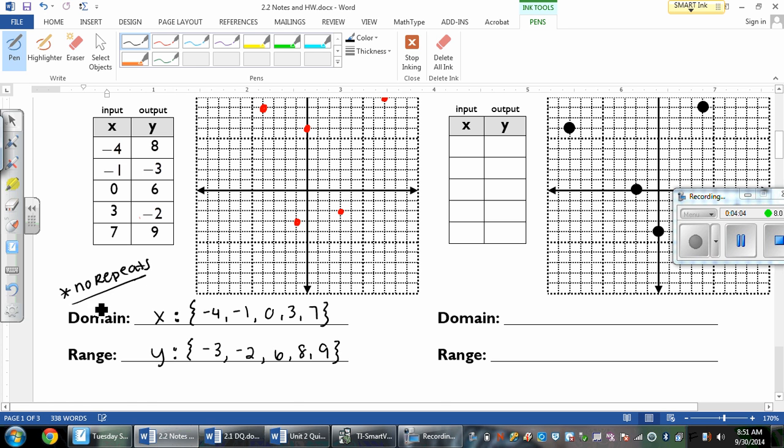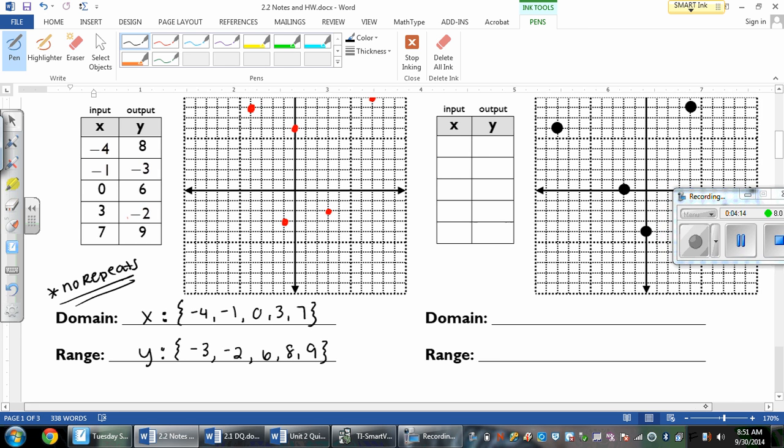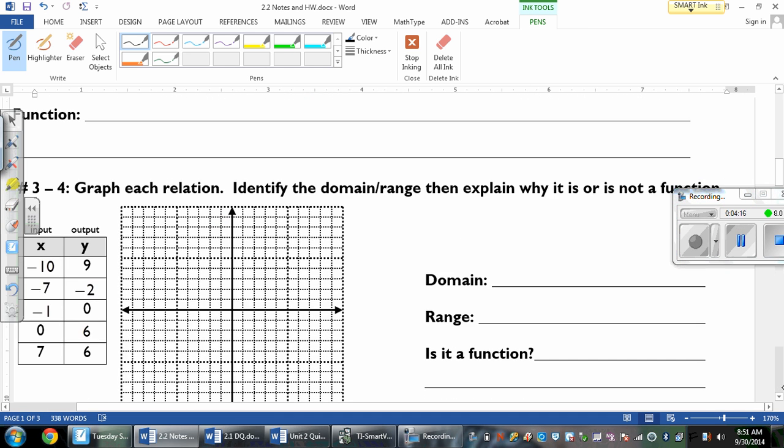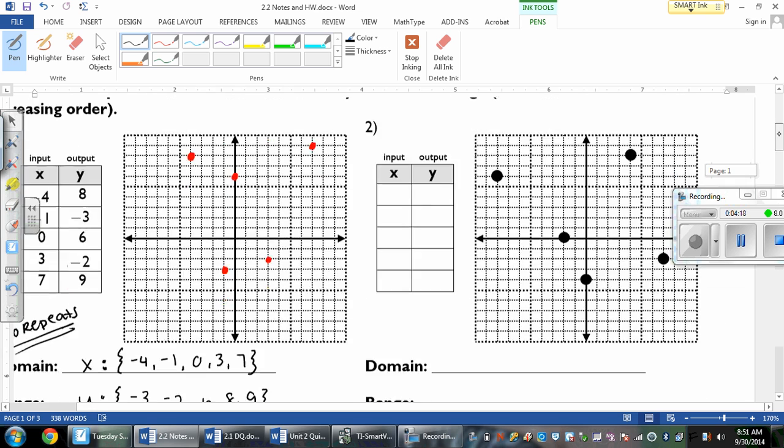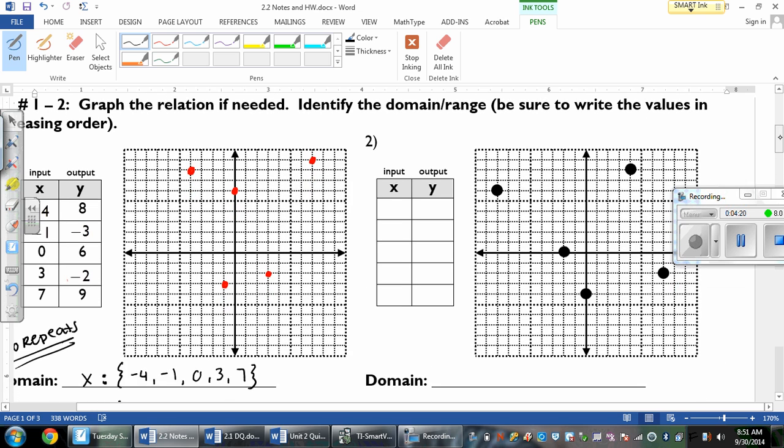So again, no repeats means, for example, if negative 2 appeared twice as an output value, I wouldn't write negative 2 comma negative 2. I would just put negative 2 once. Alright, let's do another example. With this example, I already have the relation graphed, and you're going to actually fill out the table.